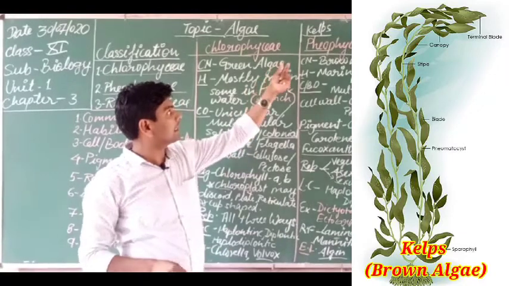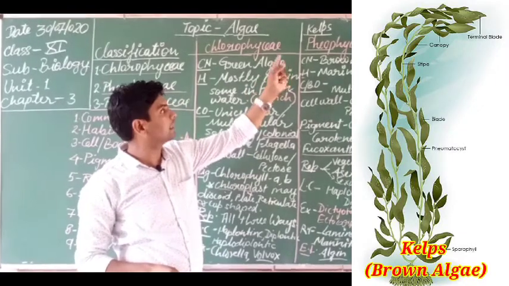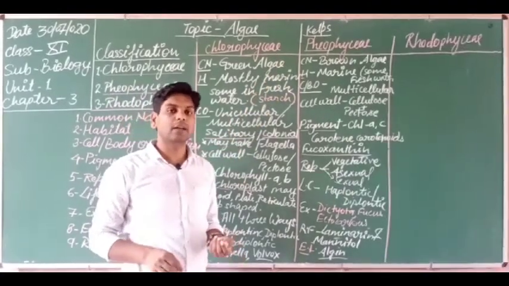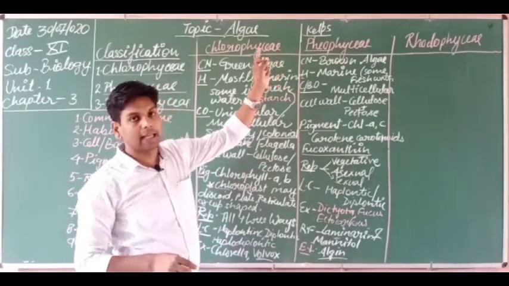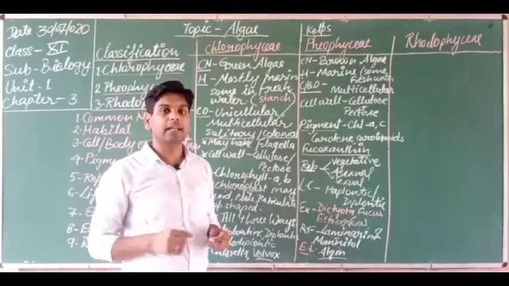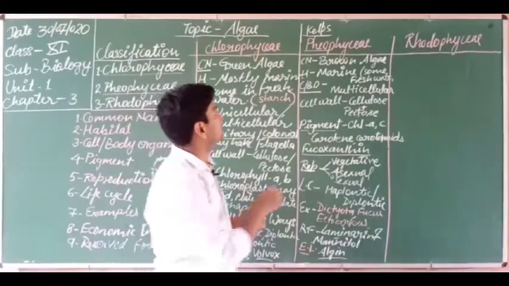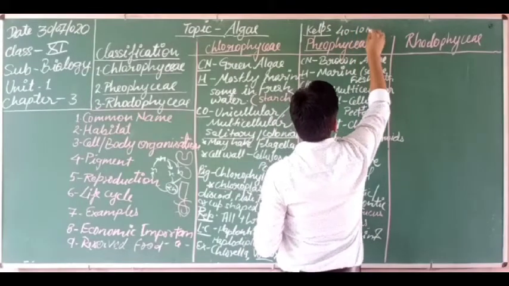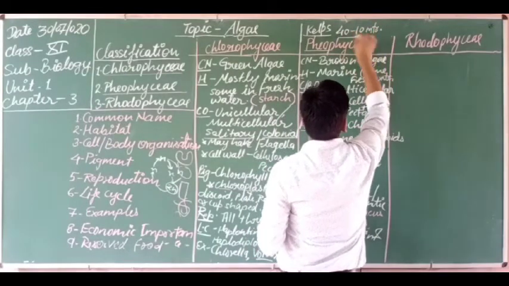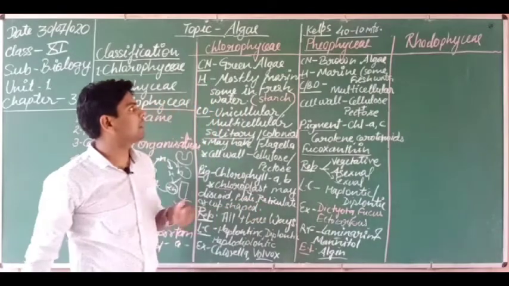Kelps is the genus, and the different species are Nereocystis and Macrocystis. These are the species of kelps. So kelps is the giant brown algae, the largest brown algae, 40 to 100 meters in size. So it is the largest brown algae, kelps.